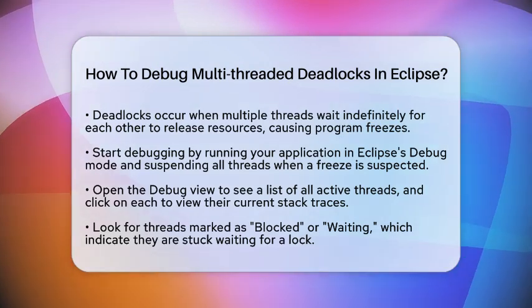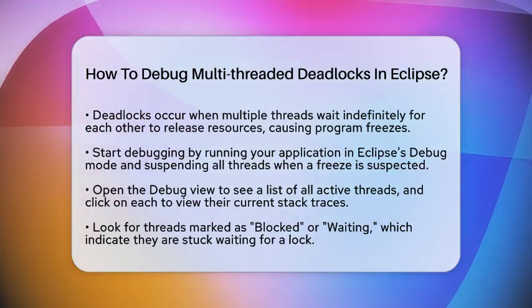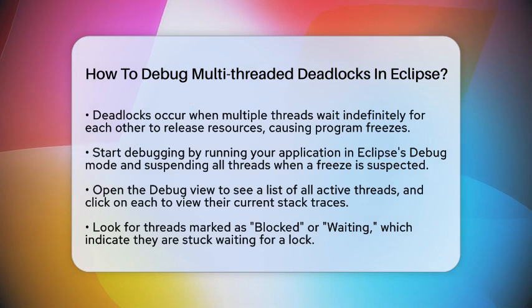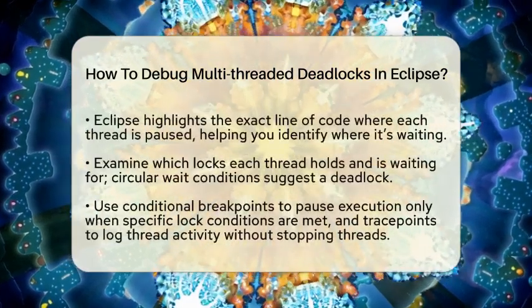Next, open the debug view. You will see a list of all active threads. Each thread is shown separately, and you can click on any thread to see its current stack trace. The stack trace shows the sequence of method calls that the thread is executing.